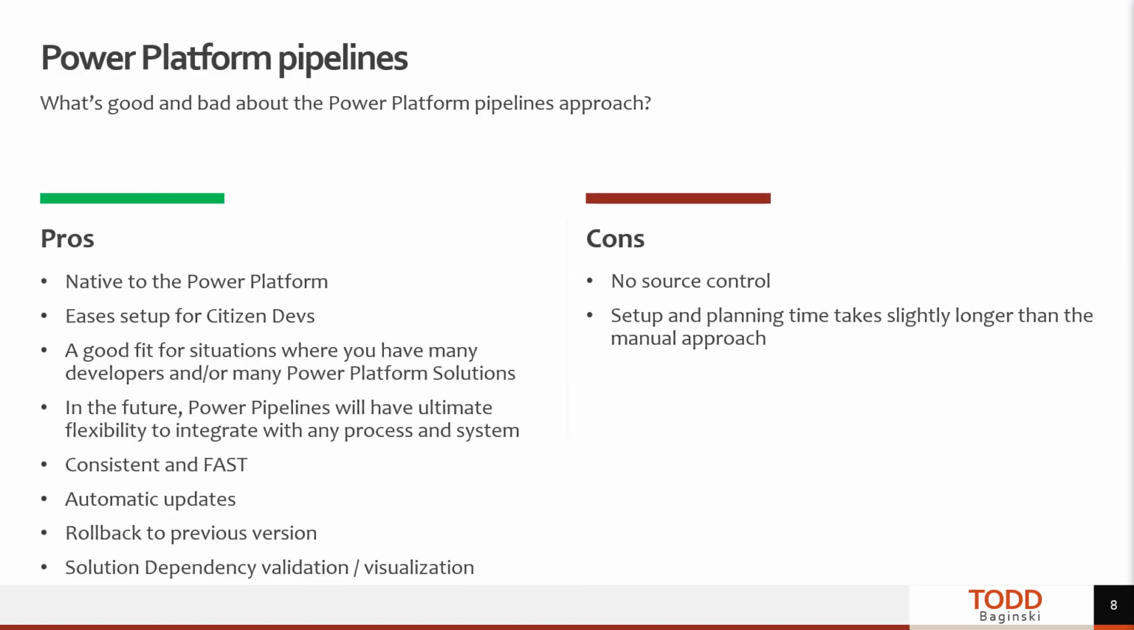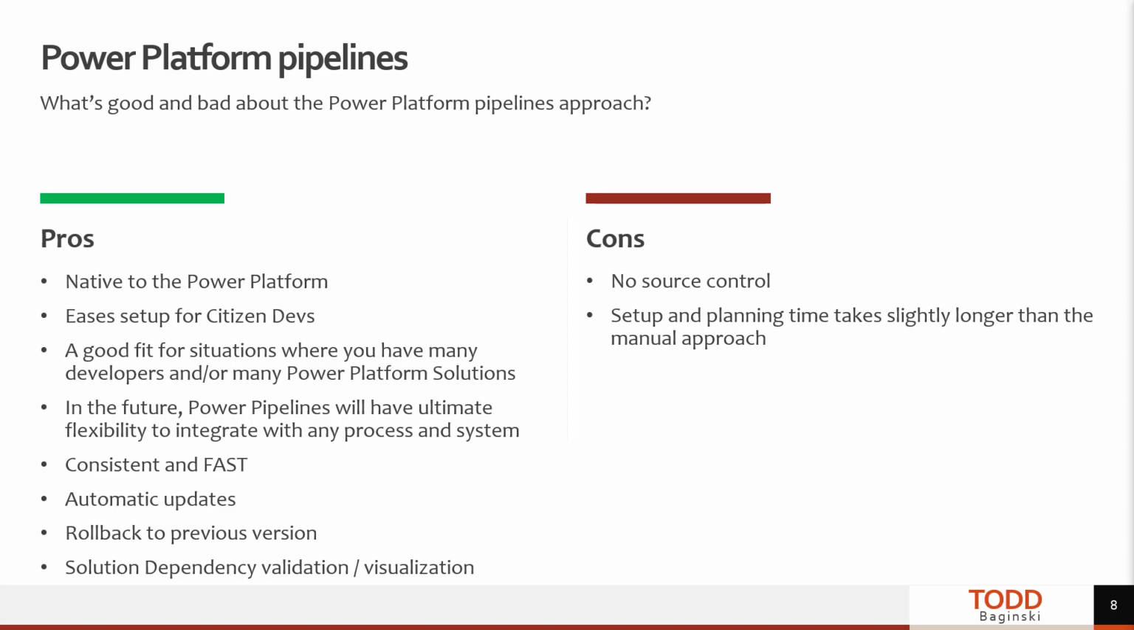So as we think about Power Platform pipelines and what's good and bad about them, well, there's a lot of pros, as you can see here. They're native to the Power Platform, which really eases the setup for citizen devs. It is a good fit for situations where you have many developers and many Power Platform solutions. You know what? It's also a good fit if you just have one developer and a couple Power Platform solutions. In the future, these pipelines will have the flexibility to integrate with any process and system. And so Microsoft will share more about that down the road and the specifics on how they're going to do that. They are consistent, and boy, are they fast.